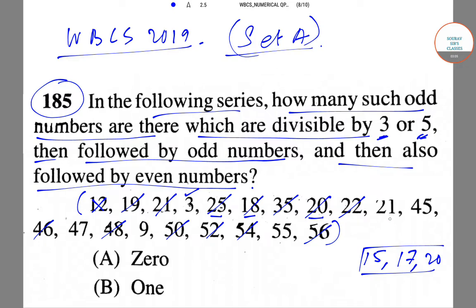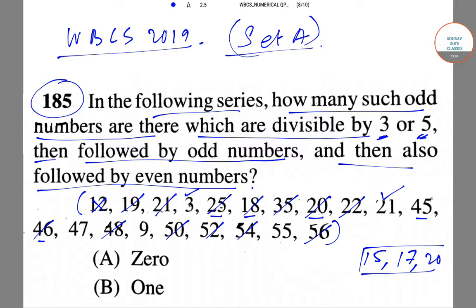Now the next number we have is 21. 21 is divisible by 3. Is it followed by an odd number? 45 is an odd number. And then followed by an even number? Yes, it is followed by an even number. So 21 is another number that we can use over here.